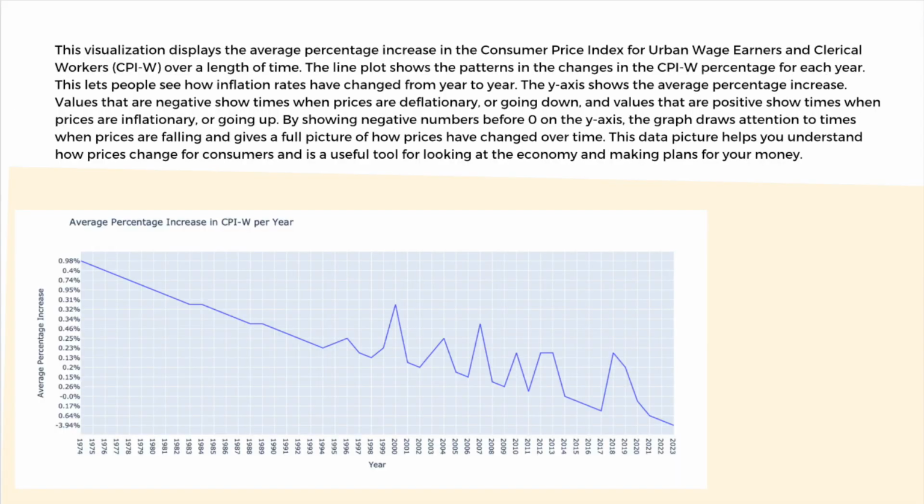So in our visualization of the average percent increase for the Consumer Price Index, we found that from 1974 up to the present times, it is down. It tends to trend downwards. However, there are some large spikes that could be attributed to whatever was going on in the world at the time. But what it seems like the current state is that we are trending downwards.